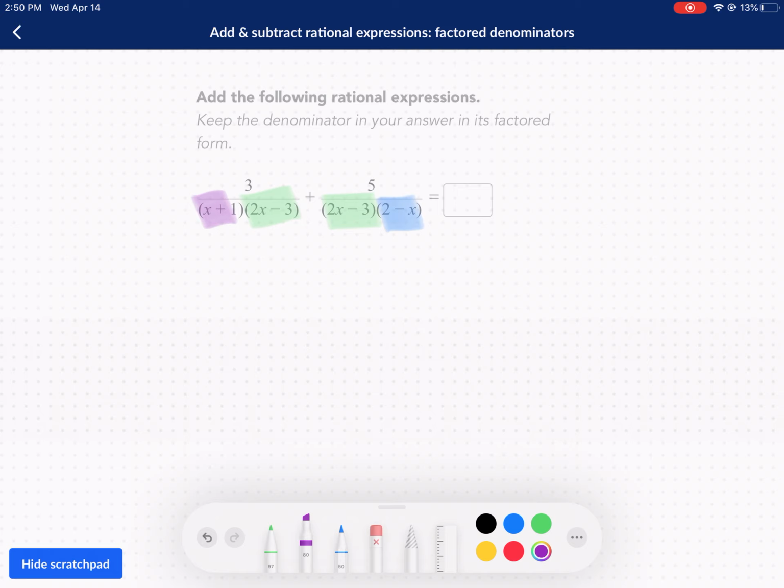If we have an x plus 1 in the left fraction, then we need an x plus 1 over here in the right fraction. And if we have a 2 minus x in the right fraction, then we need to add that over here in the left fraction, so we have every term represented in both fractions to have a common denominator. Our common denominator is 2 minus x times x plus 1 times 2x minus 3. And the order doesn't matter, as long as you have all three of those parentheses together.